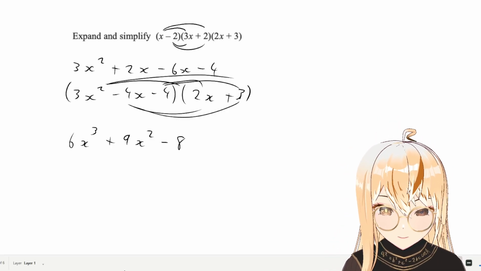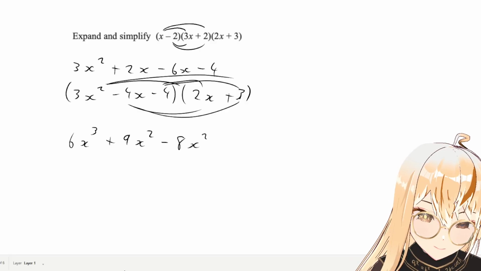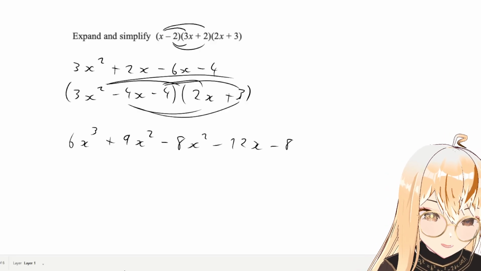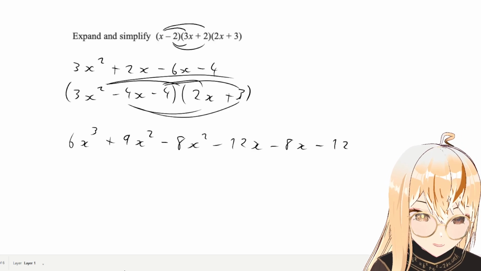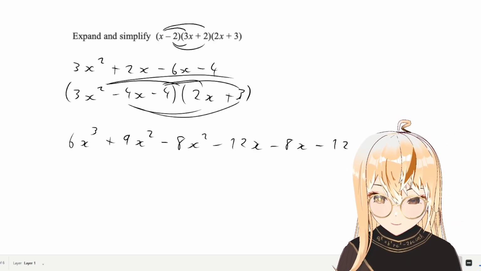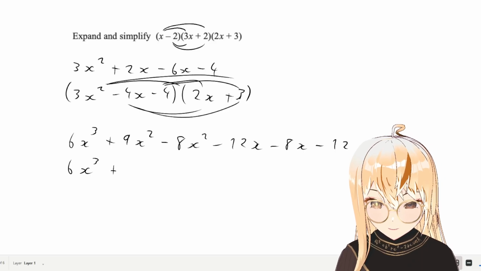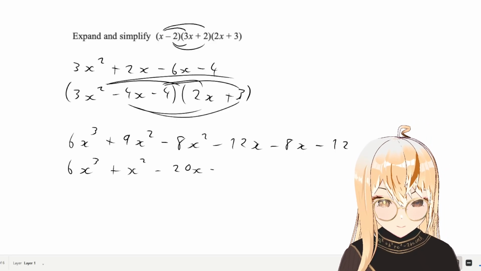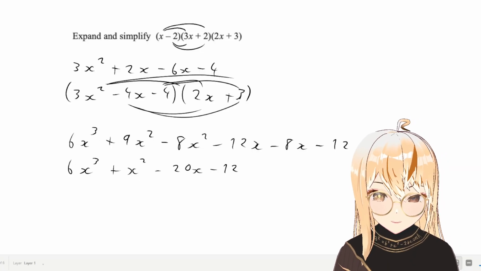So maybe I shouldn't repeat everything. I'm going to be talking a lot. But I think this is fairly straightforward. And then we just collect our like terms. Yeah, that is one big expression. And that should be our answer.